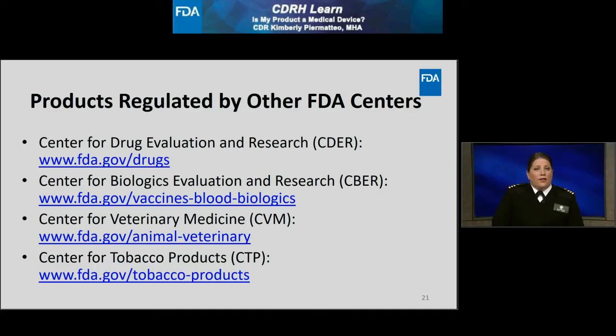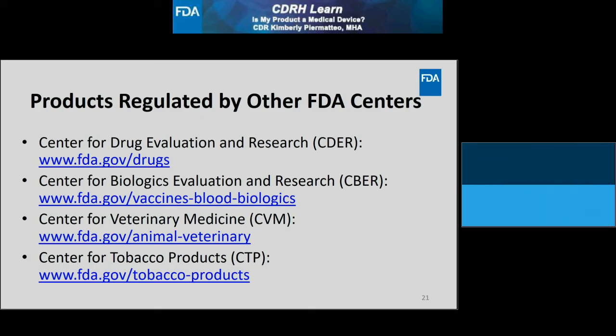The FDA's Center for Veterinary Medicine regulates products used with animals, and the FDA's Center for Tobacco Products regulates tobacco products including vaporizers and electronic cigarettes. If you believe your product is regulated by another FDA center, you may contact that center to discuss potential regulatory requirements. I have provided links to the other centers on this slide, and from those web pages, you will be able to find their respective contact information.